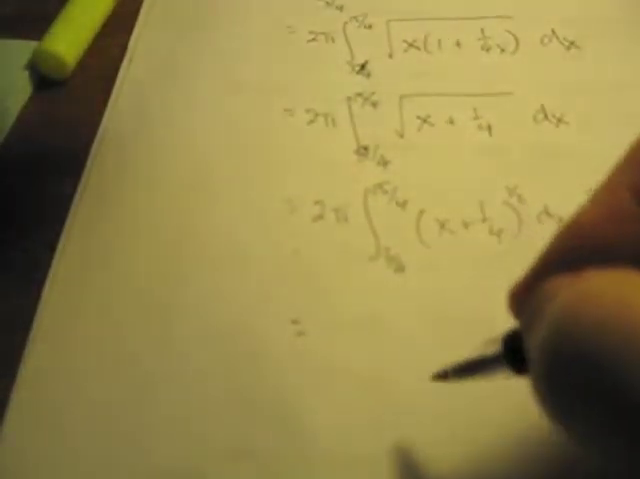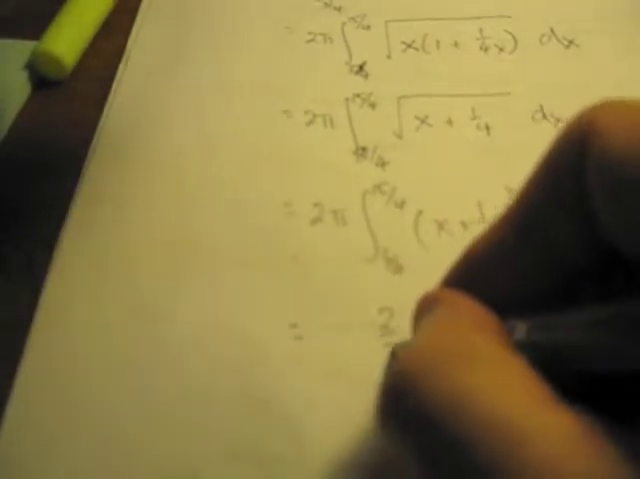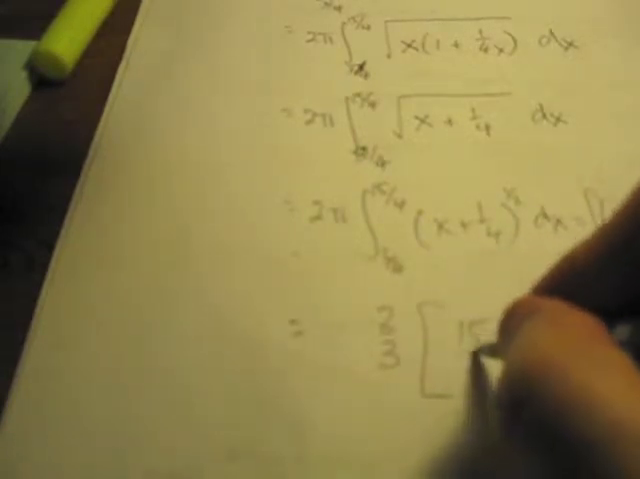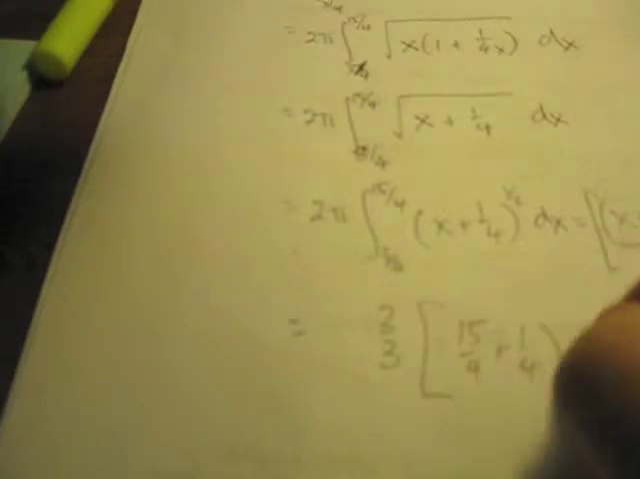Okay, so this becomes 2 on 3, so we can bring that out the front, by 15/4 plus 1/4 to the 3 halves minus 3/4 plus 1/4, like so, and that of course be the 3/2 as well. And this now becomes 2/3 by, let's have a look, 15/4 plus 1/4 will be of course 16/4, that's 4 to the 3 on 2, minus 3/4 plus 1/4 is of course 1, so this is 1 to the 3/2.